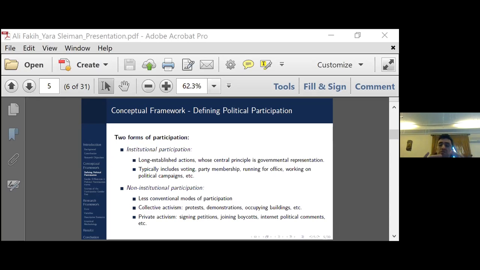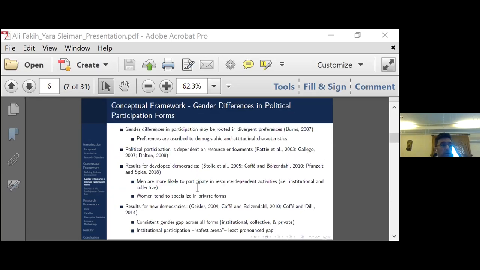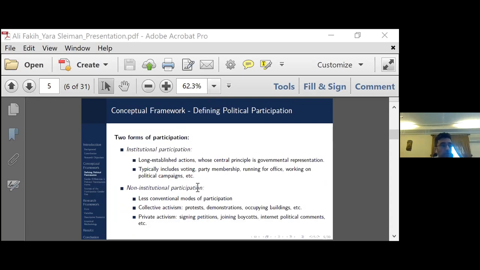This is the definition we restricted ourselves to in our paper, which will be reflected later in our research framework and our definition of the dependent variable.